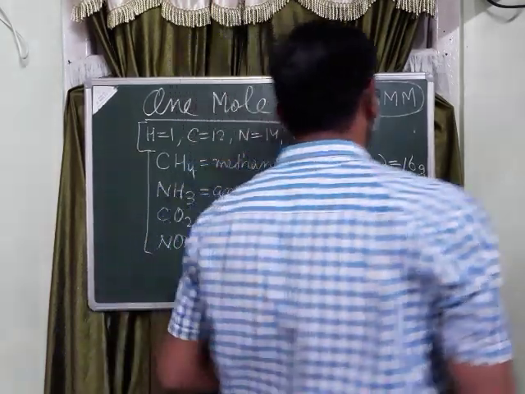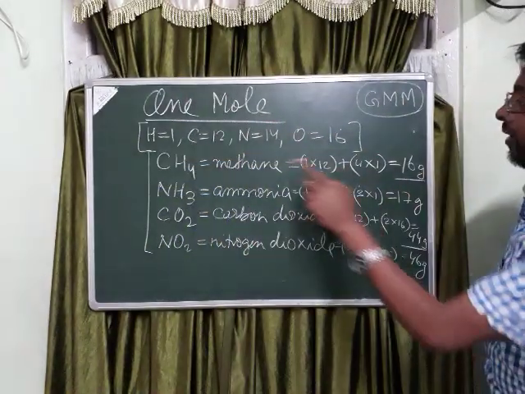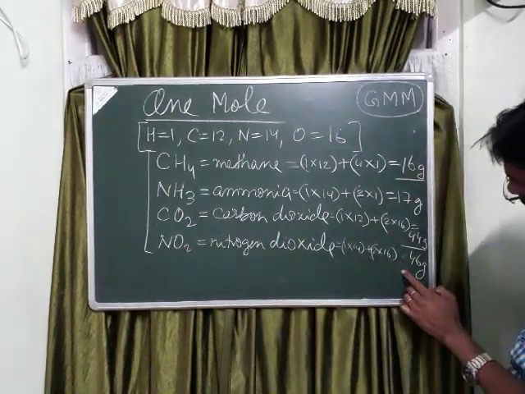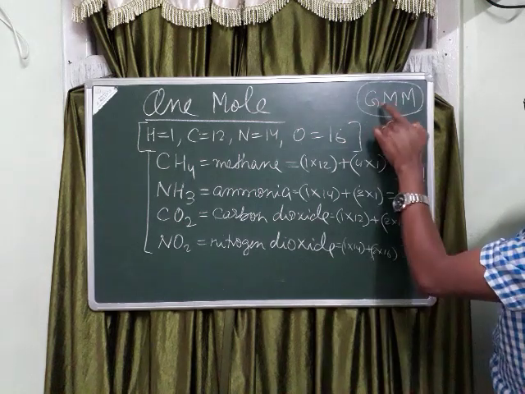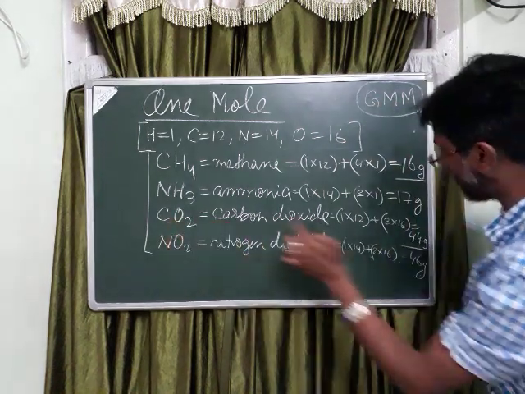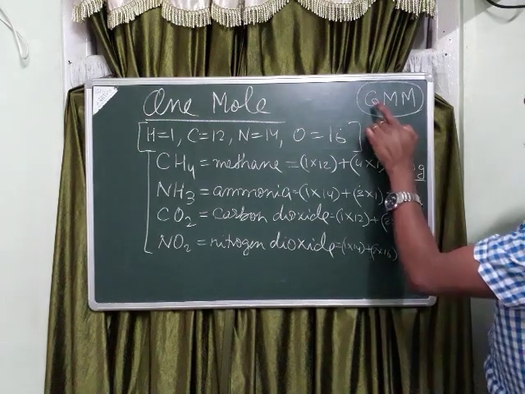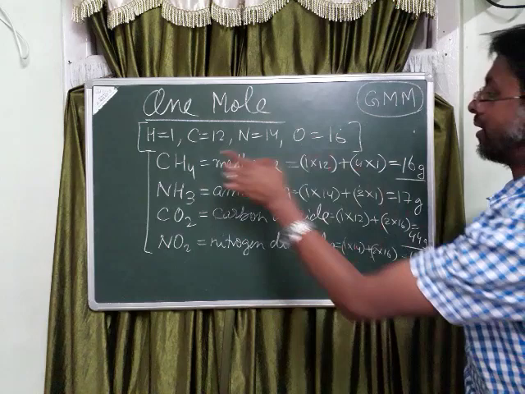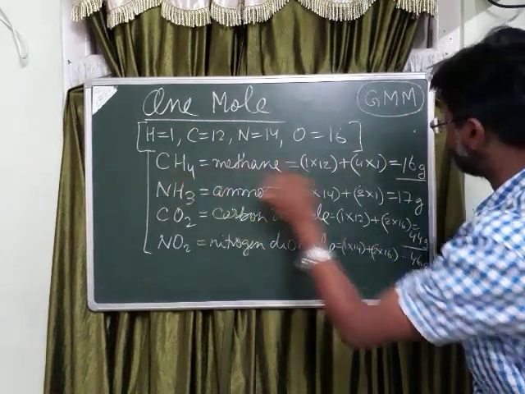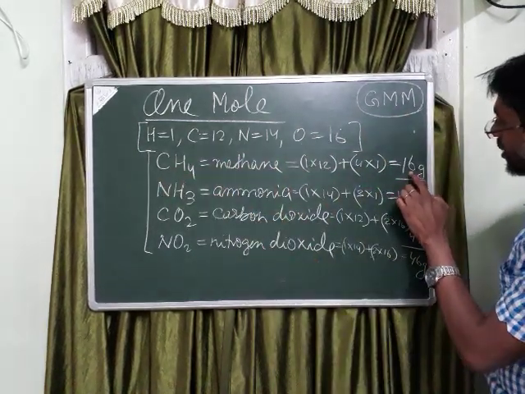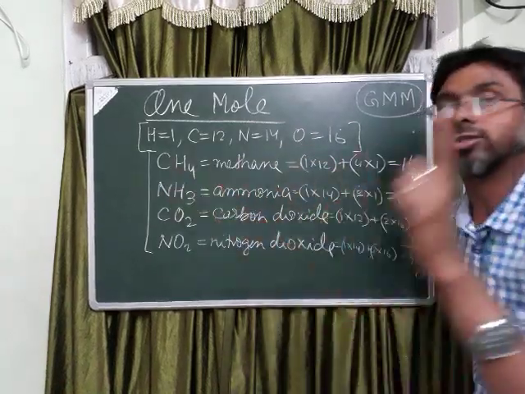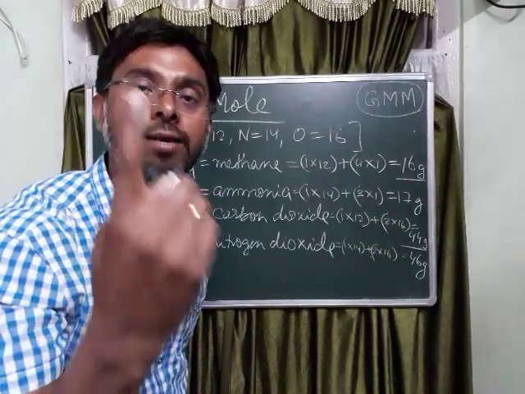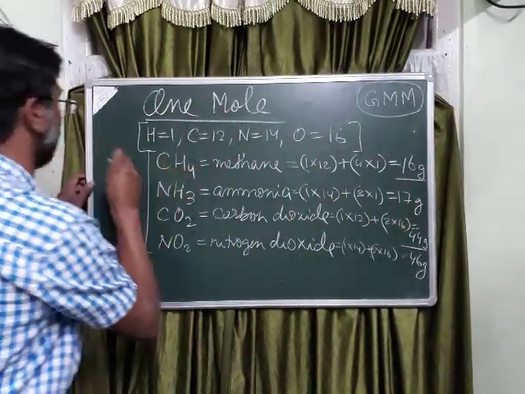So now please listen very carefully. Here the gram molecular mass of nitrogen dioxide is 46 gram. The gram molecular mass of carbon dioxide is 44 gram. The gram molecular mass of ammonia is 17 gram. The gram molecular mass of methane is 16 gram. So 16 grams of methane is called 1 mole. 16 grams of methane is 1 mole of methane.